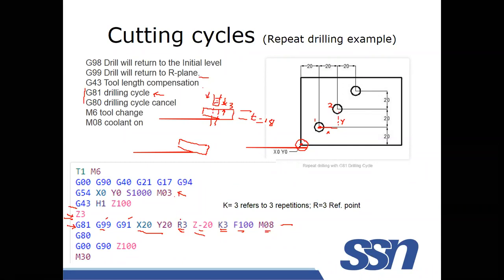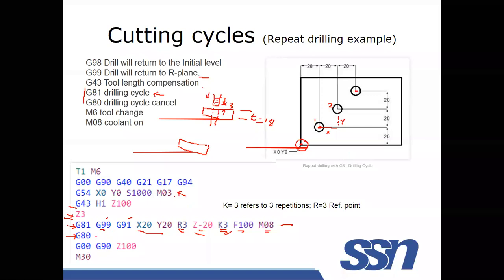R is 3. Okay, next time execution, it will go to the center point of this one. Since we are using the incremental coordinate system, a drill will be made here, and it is over, because K is equal to 3, so drilling is done. Once this is over, it will read the next block, which is cancel. We are canceling the drilling cycle, meaning no more the cycle will be in action.